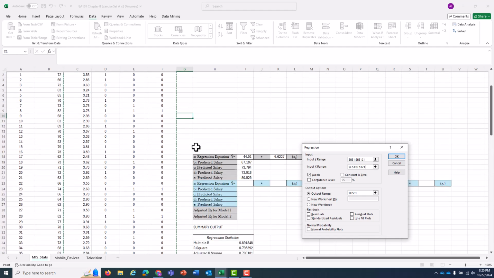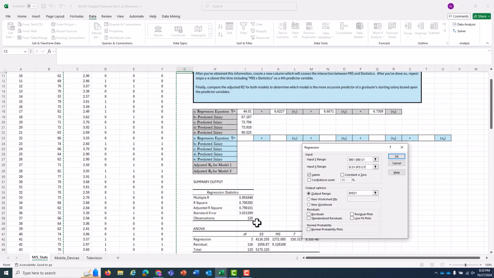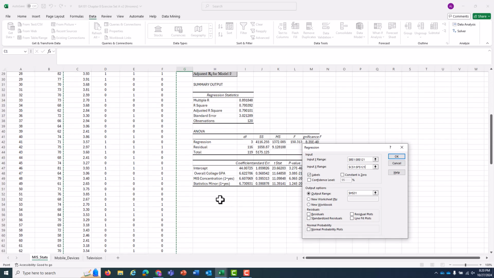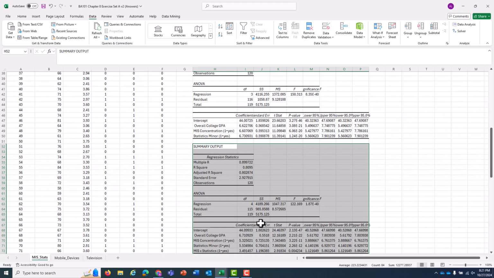I still want to have a prediction for our starting salaries, my Y range. My labels are still on. For my summary output, I'm going to throw that underneath the last table that we put in. So I'll put that right here in H52, and I'm going to hit OK. And there's all our information for this particular setup.